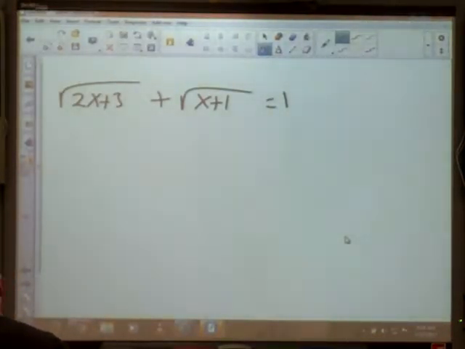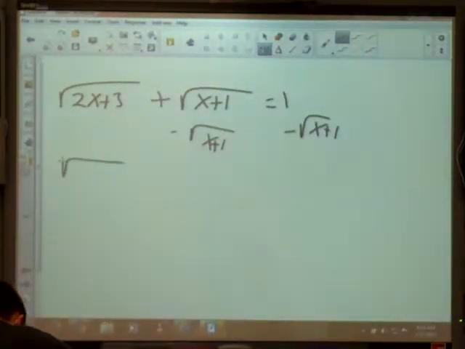Alright, our first job on all of these has been to isolate the radical. And on the left side right now, you've got 2 pieces that have a radical. You got to get that down to 1. So we got to get rid of one of those radicals. So I'm just going to subtract, since this one's being added, I'm going to subtract that one. Whatever I do on one side, I got to do on the other side. So that'll cancel out over here. I've just got the square root of 2x plus 3 is equal to 1 minus the square root of x plus 1.